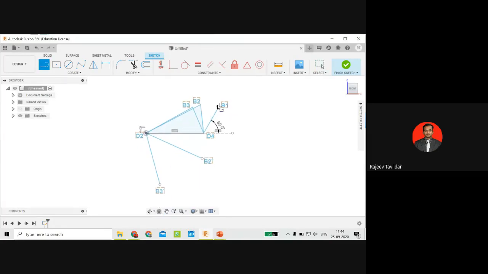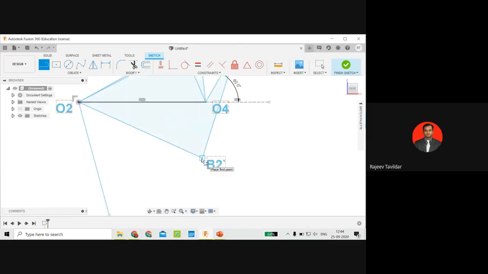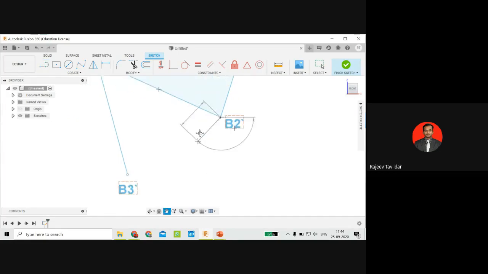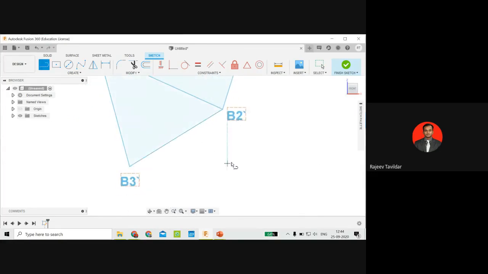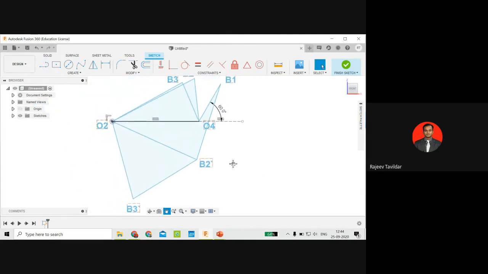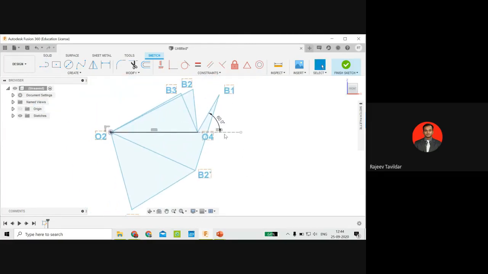So the first line is B1, B2 dash. From here, I need to draw the mid normal. And another line is B2 dash, B3 dash. Okay, so let me draw the mid normal for the first line, that is B1 and B2 dash. So I'll locate the midpoint of this over here.